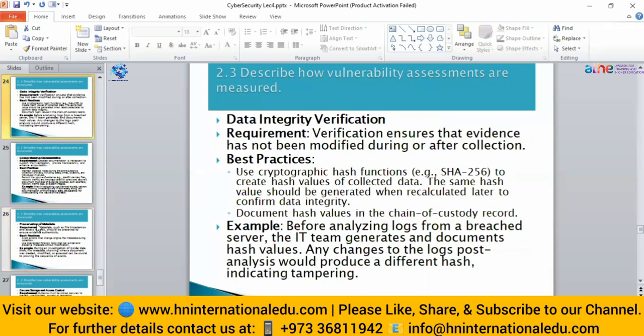Data integrity verification means checking whether the data is original or not. This should be verified so that whenever you present your evidence, no one can question whether you are presenting the wrong data or the right data. The best practice is to use a cryptographic hash function. Hashing is a type of data structure that maintains a hash table for storing data. So for verifying your data, you can use a cryptographic hash function on the data you collect.